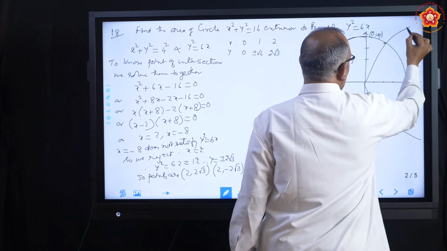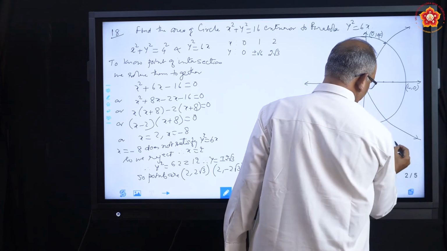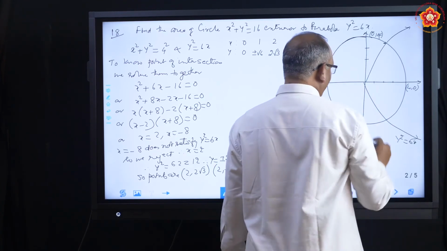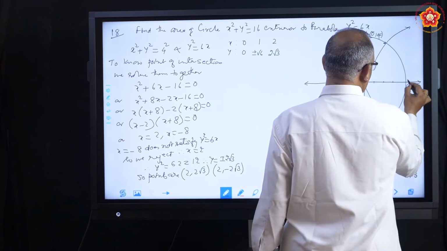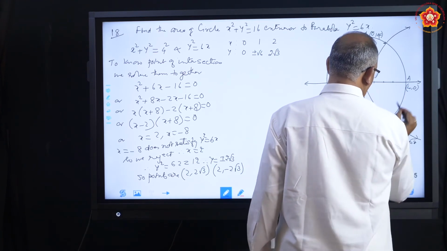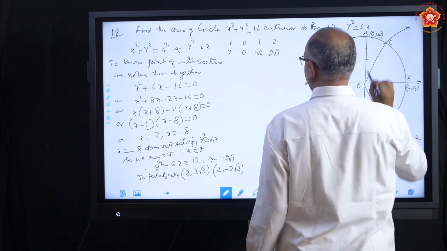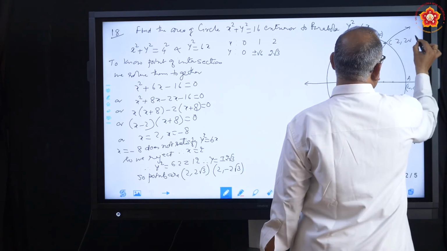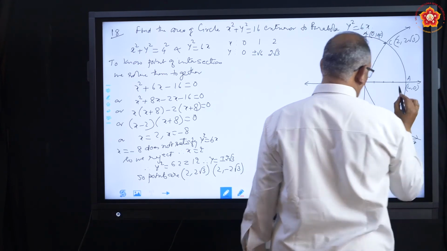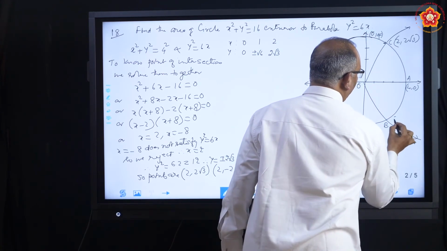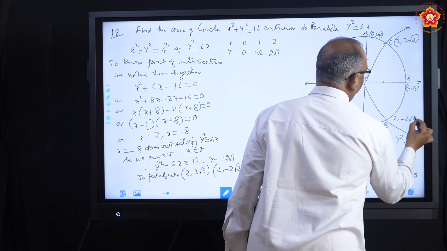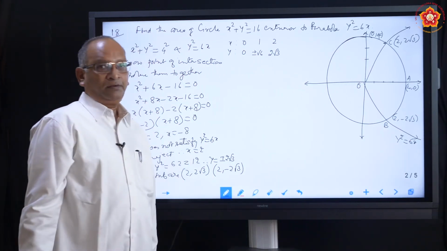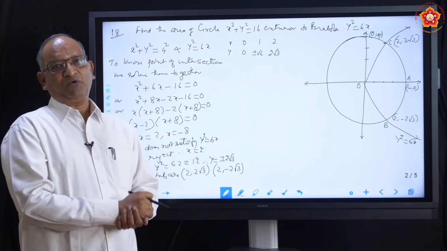This is the parabola which is representing y square equal to 6x, and this is O, this is A, this is B, this is C, and this point C is what? 2 comma 2 root 3, whereas this point is 2 comma minus 2 root 3. Now what is the area which he wants?